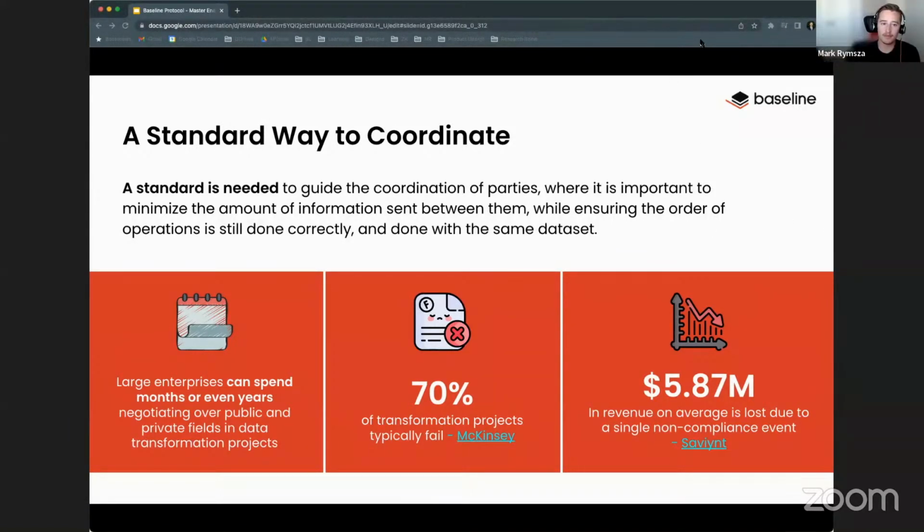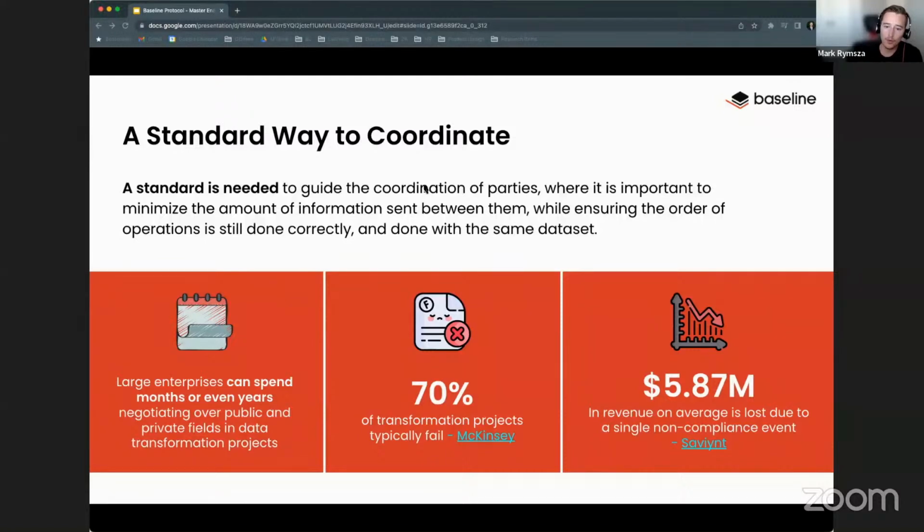Yeah, absolutely. So let's move forward. Let's get a little bit further into the deck. Now that we've set up the business problem here, this is where we start queuing up the protocol. We want to say that there needs to be a standard way to coordinate. And that's what the Baseline protocol is. It's a standard specification that outlines a common set of principles that you need to adhere to in order to conduct multi-party coordination in the way that we see as the proper way to do it.